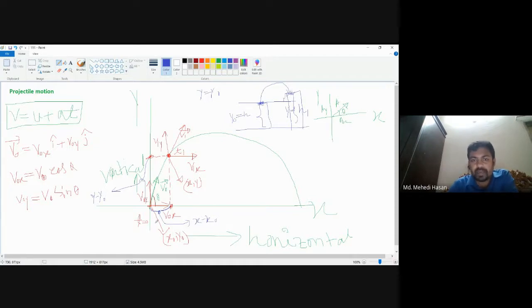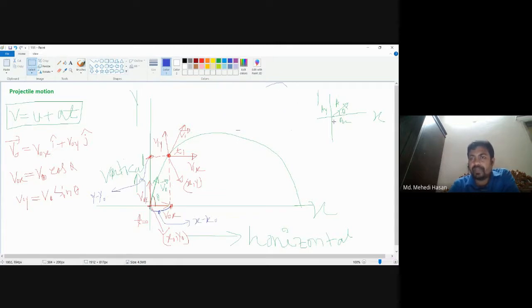But if we throw an object from the ground upward, then you can use h only. In that case the initial coordinate is zero, so the final coordinate will be h. But if you throw from some other point, then we have to consider that.